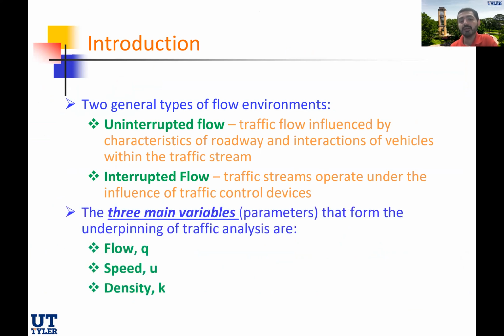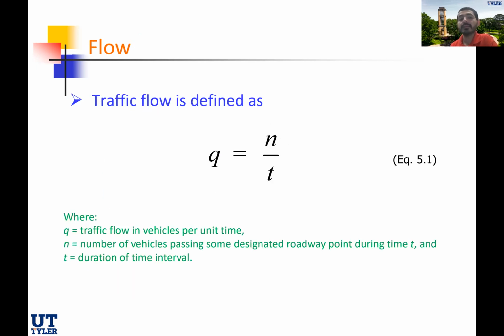A simple, probable question: if I ask you to define or list for me the three main variables that form our understanding of any traffic analysis, those are flow, density, as well as speed. A simple equation like this, I will not be providing in the exam. Those are again very conceptual questions. So this is the flow.